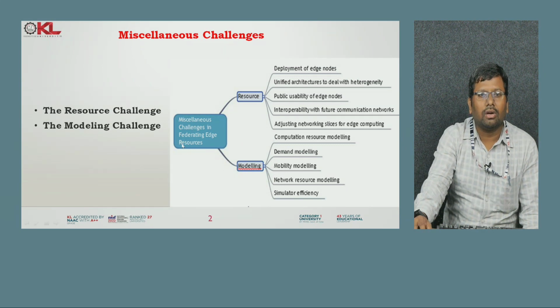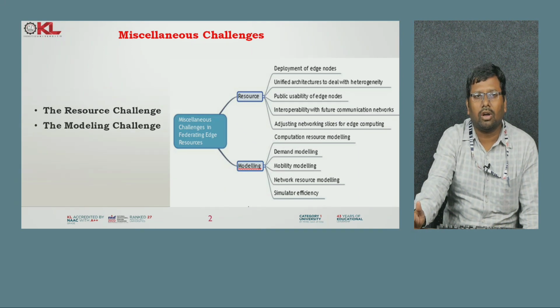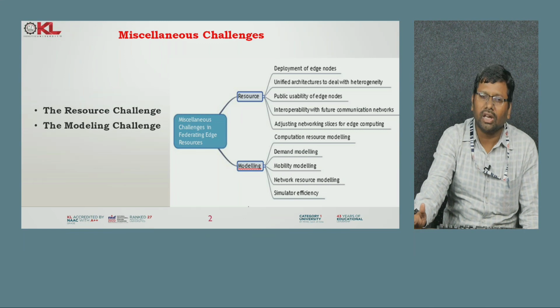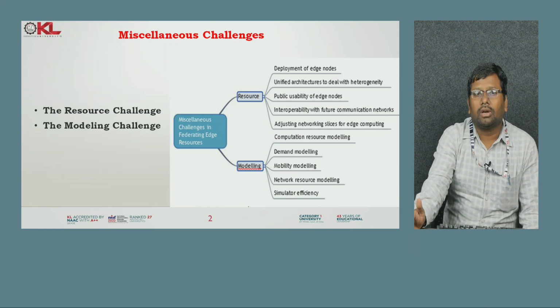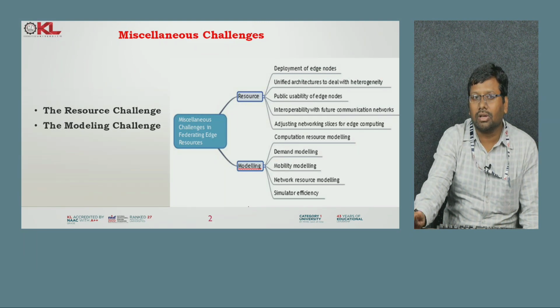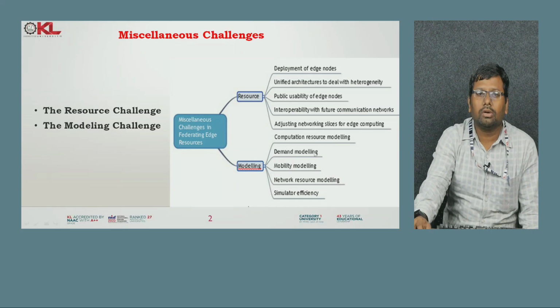Next, another challenge is modeling. Edge computing devices are being deployed at various places with respect to geographical location, people's density, and transfer of data, where within a short span of time we need to transfer more bandwidth of data. If you observe such scenarios, we have to develop various kinds of modeling. So with respect to modeling, these are the challenges.